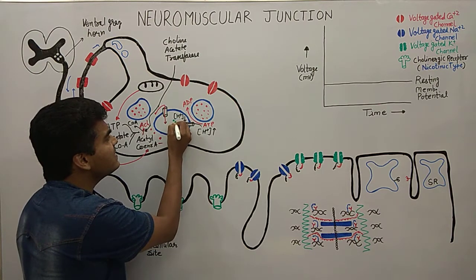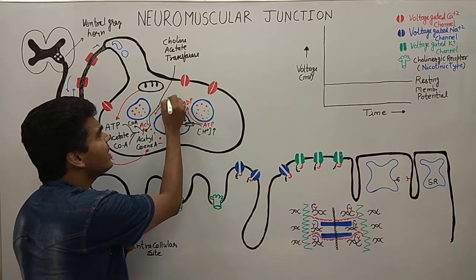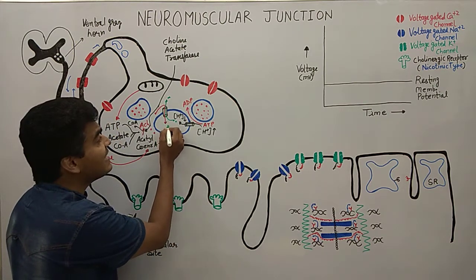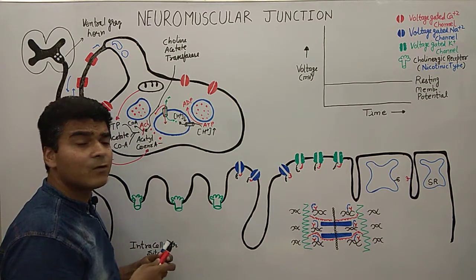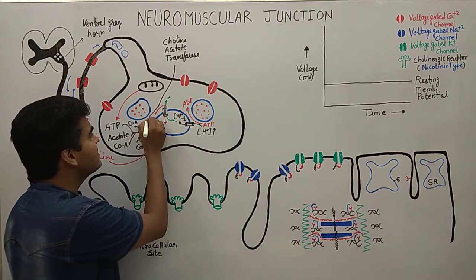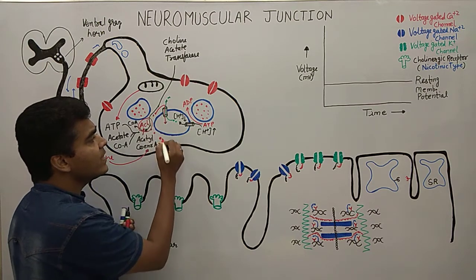So these H plus ions are transported outside. This is how acetylcholine is moving inside the vesicles. इस तरह से आप समझिए किस तरह से acetylcholine अंदर आया. Acetylcholine जो है form हो चुका है यहाँ पर. This is the acetylcholine formed.